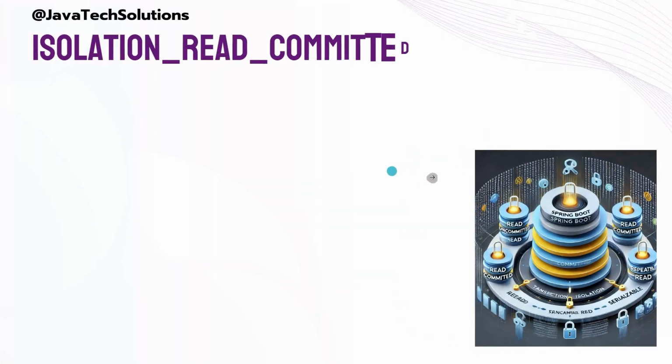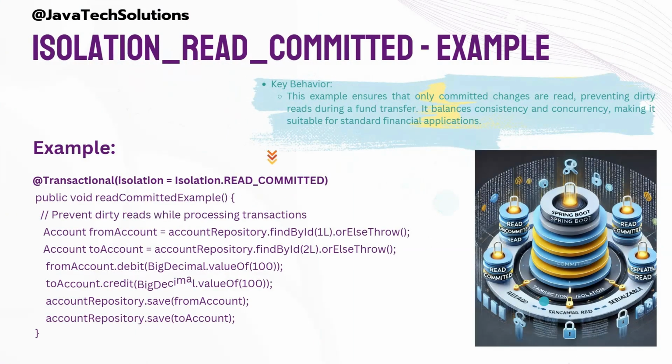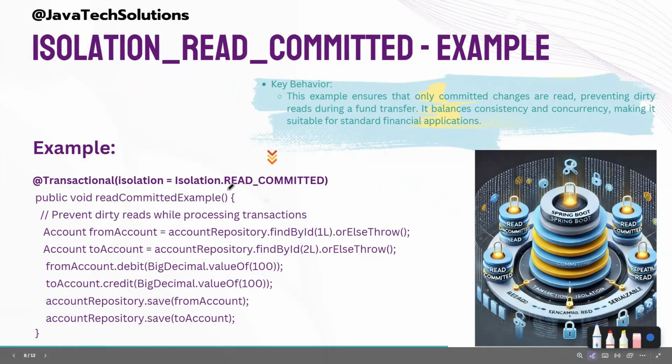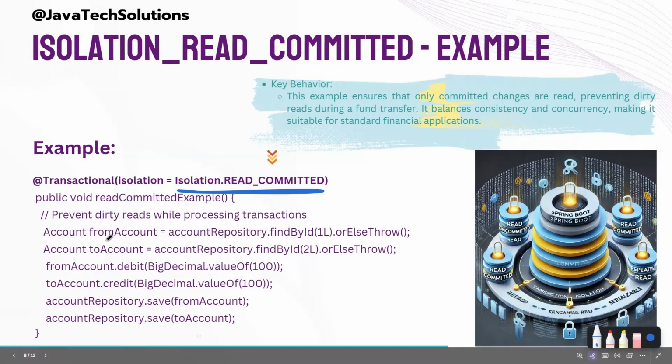If we talk about one example for this one, here you can see how we are going to use this isolation read committed. This example ensures that only committed changes are read, preventing dirty reads during a fund transfer. It balances consistency and concurrency, making it suitable for standard financial applications. Here you see findById, and then debit and credit are being done, and it prevents dirty reads. This is the benefit of this one.